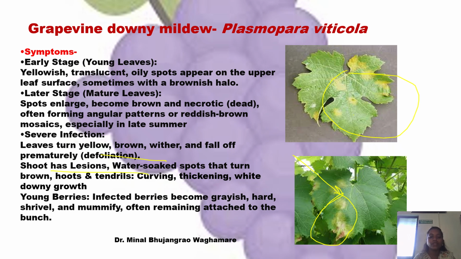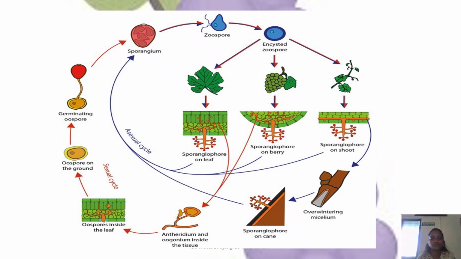Coming to the berries, we will find that berries become grayish in color and hard and shrivel, remaining attached to the bunch. It means infected berries become grayish in color and hard and shrivel. It will reduce their size. These are some major symptoms of the downy mildew.